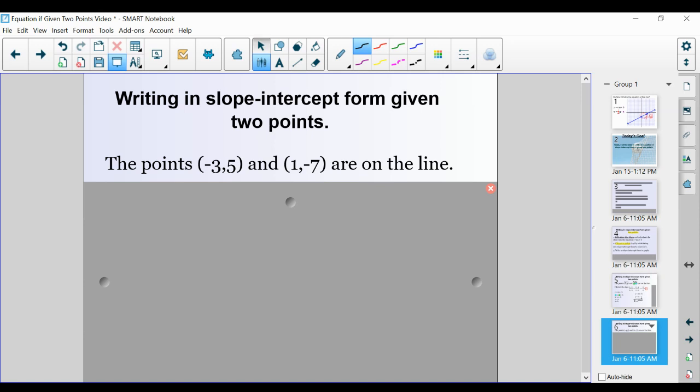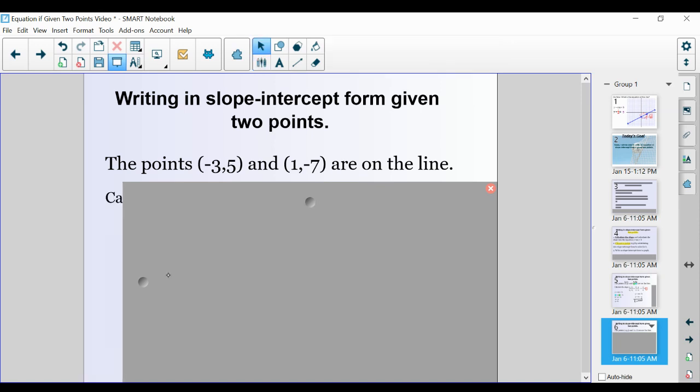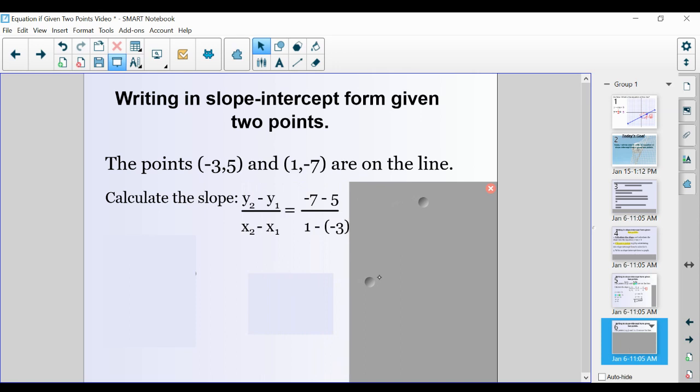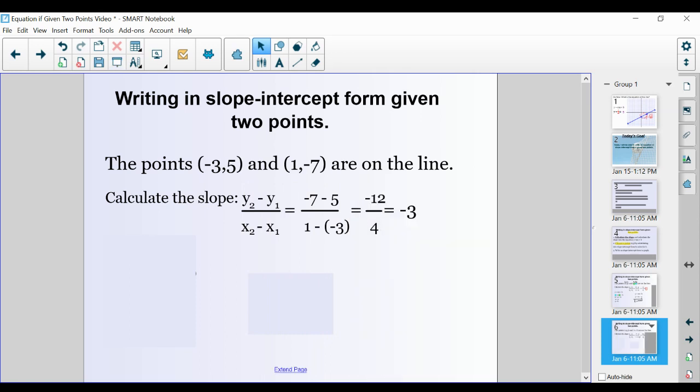All right, so again, the first thing that we are going to do is calculate that slope. We're going to end up with -7 minus 5 divided by 1 minus -3. We end up with -12 divided by 4, which is -3. So therefore, our slope is -3.